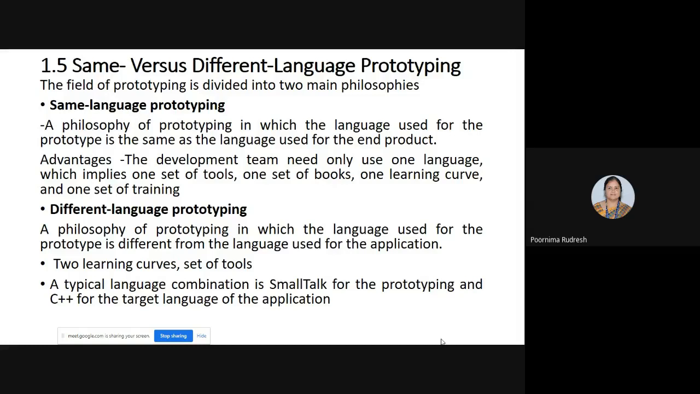But the major disadvantage is that during the implementation or during writing the code, there is a chance that the developer may write garbage code. Then this garbage code leads to a lack of efficiency, robustness, or extensibility. Understood? So when you use the same language prototyping, there is a chance that the developers may write garbage code. If the developers write garbage code, what happens? That may lead to a lack of efficiency, robustness, or extensibility. These are reduced when we are using same language prototyping.